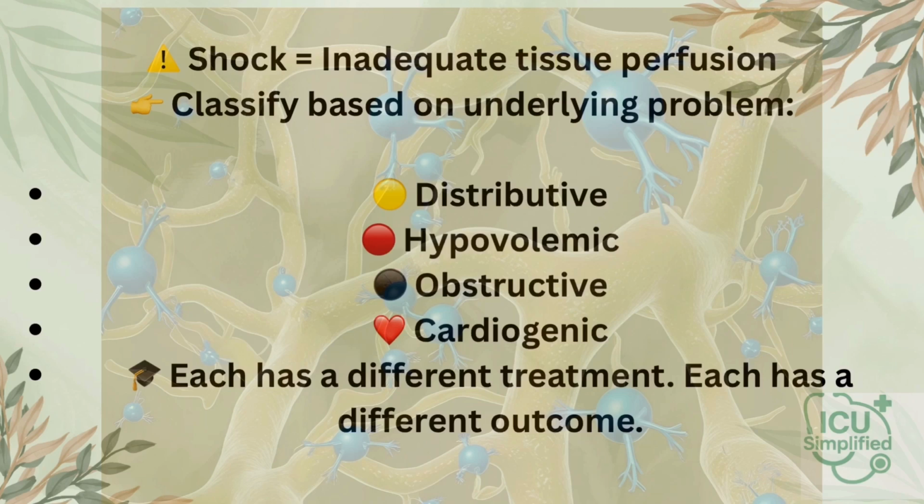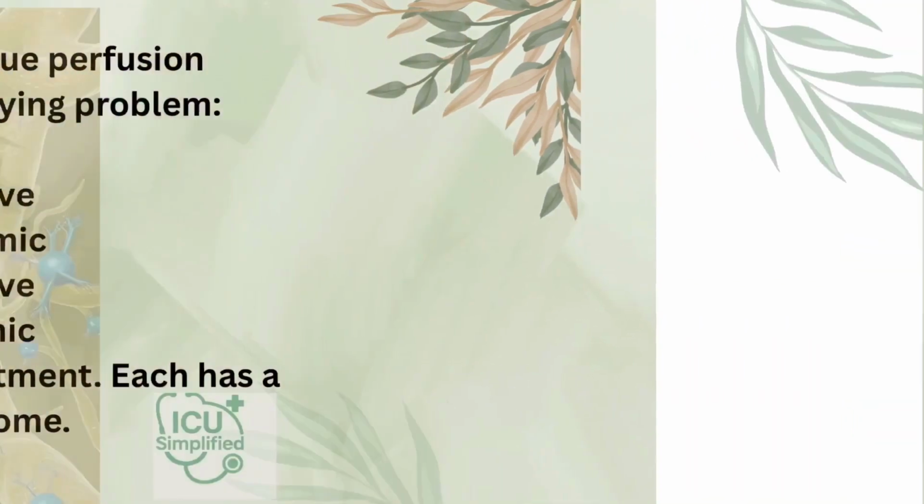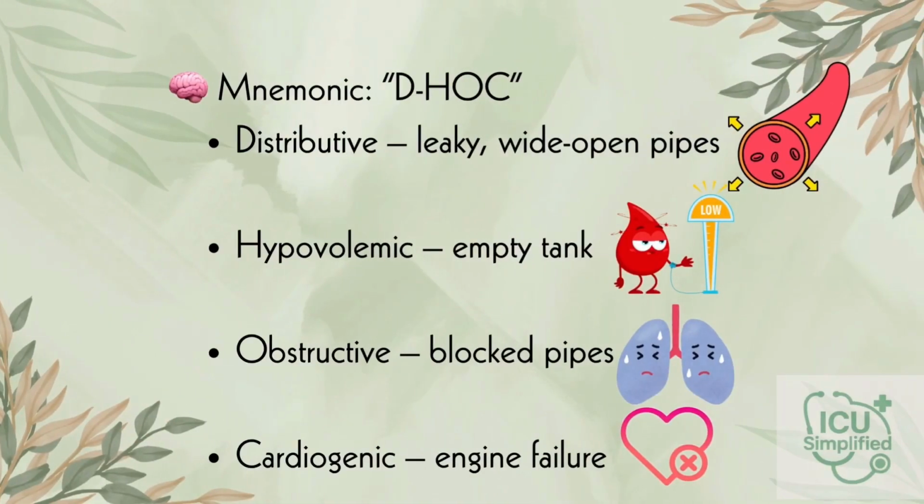We classify shock by its root problem. Distributive, that's vasodilation gone wild. Hypovolemic, that's tanks empty. Obstructive, something is blocking the flow. Cardiogenic, the engine is failing. Each type, a different approach, a different outcome.